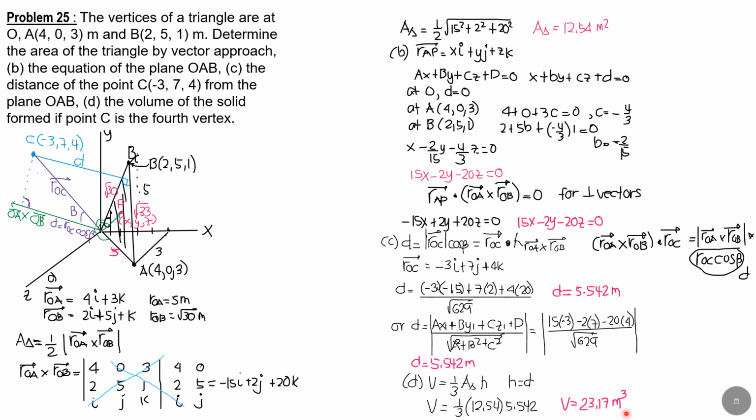So remember also that there's a shortcut formula, which is ROA cross ROB dot ROC, which is the volume of the rhomboid formed. But this is a pyramid, so we just compute the actual volume, which is the volume of a pyramid. So that's it for this video.